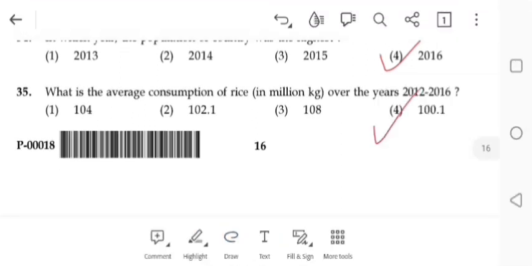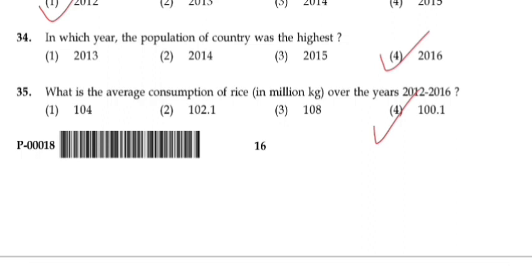For data interpretation, you should do enough practice. You must solve enough questions, then only you will get that skill to solve any data interpretation question easily and in a very short time.